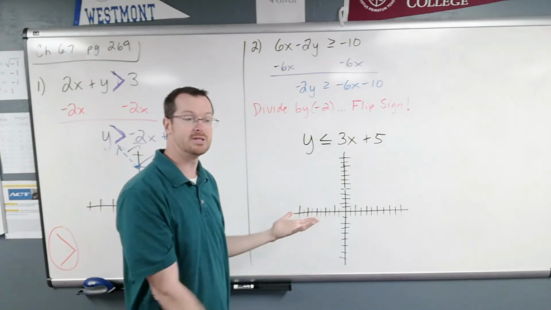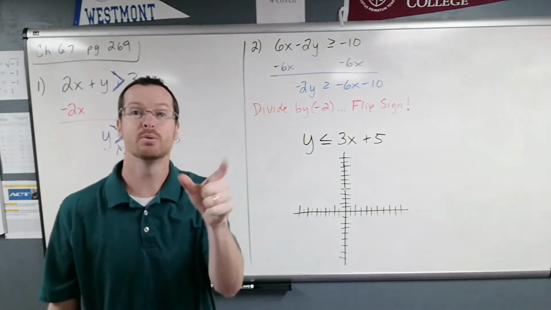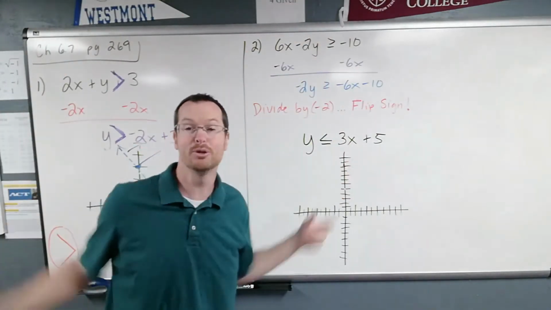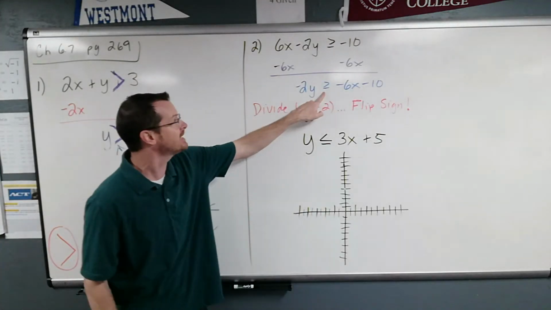Y equals mx plus b, so I can graph it. But there's a negative 2 in front, so I have to divide by a negative 2. When you divide by a negative, you got to flip the sign, right? That's a greater than sign.